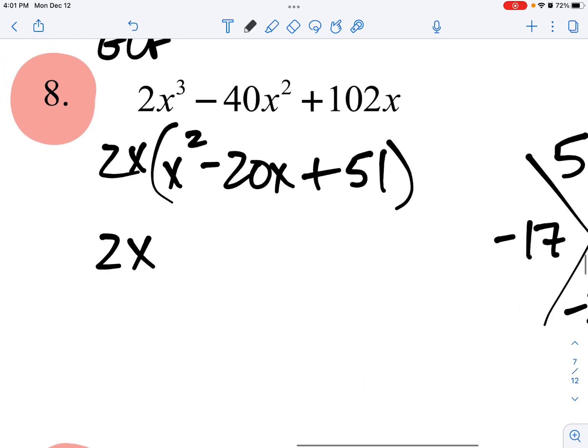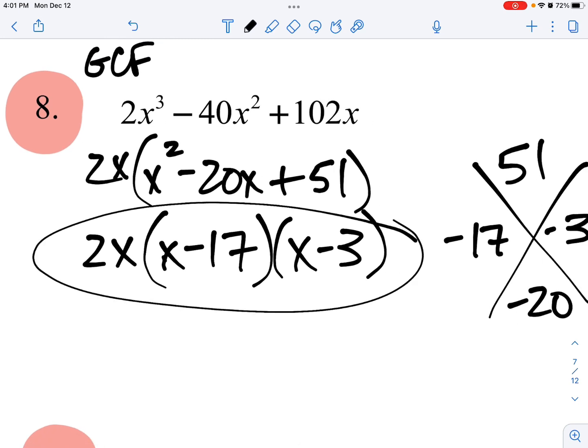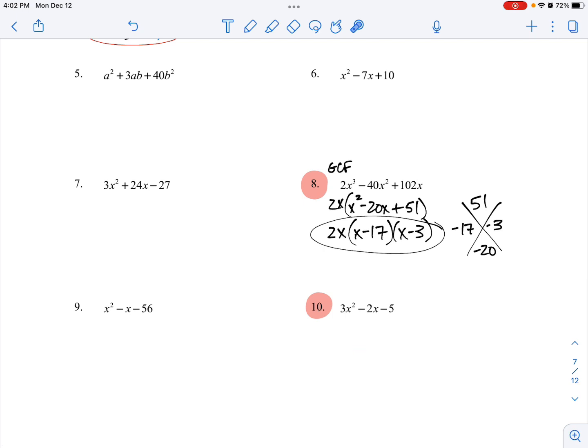I'm going to get it factored for you just to save time, but it ends up being x minus 17 and x minus 3. This is fully factored, but you probably couldn't have gotten here if you forgot to take out this GCF, and that GCF must stay in your answer. So check your multiple choice answer choices and make sure you have a GCF in front if there's a GCF for any of these problems.